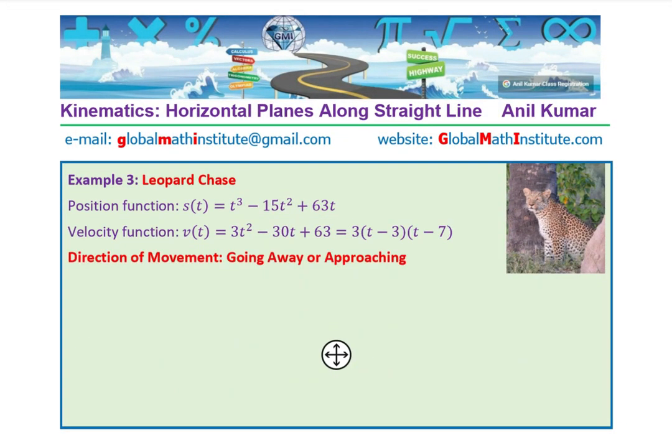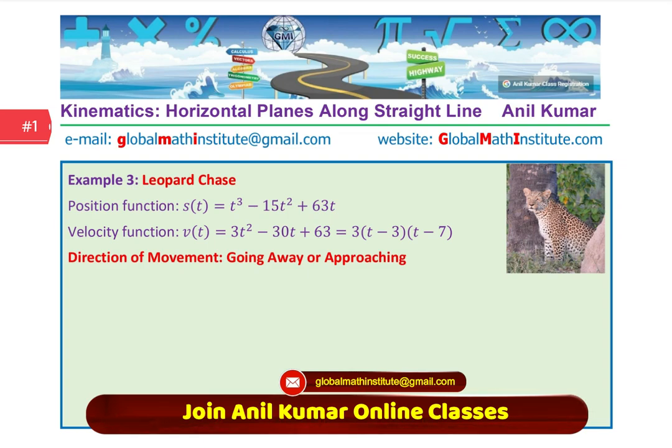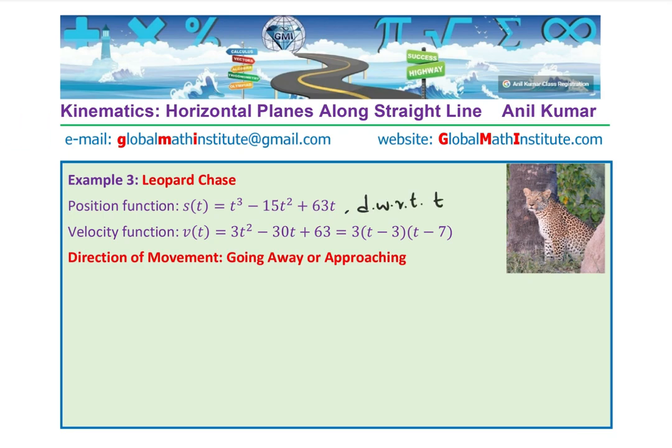So what we learned just now is the direction of movement, right? Going away and approaching. We found that displacement t cube minus 15t square plus 63t, when you differentiate with respect to time, you get velocity, which is 0 at 3 and 7. So there are turning points at 3 and 7.